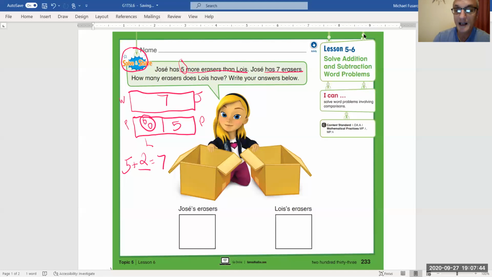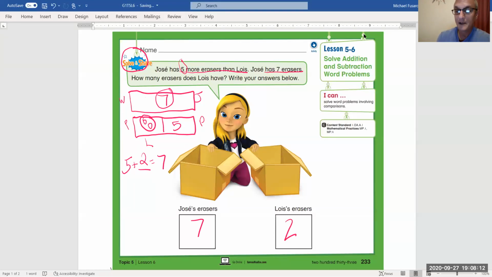We know that Jose had 5 more than Lois. So she had 2. He's got 5 more, and we know exactly how many he has. He has 7. So we know down here in our box, we're going to write 7 erasers. That's what Jose's erasers are, 7. And we know that Lois has 2.